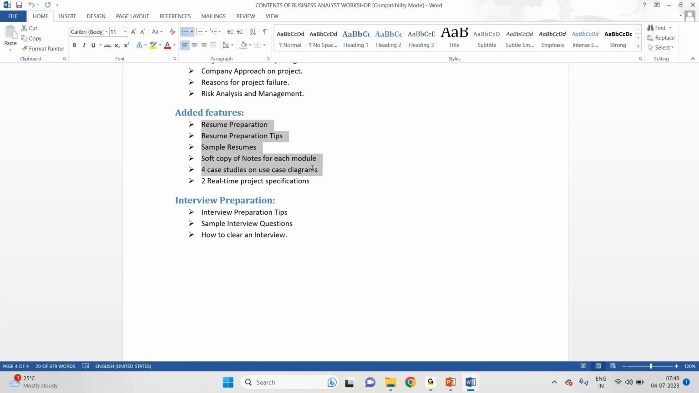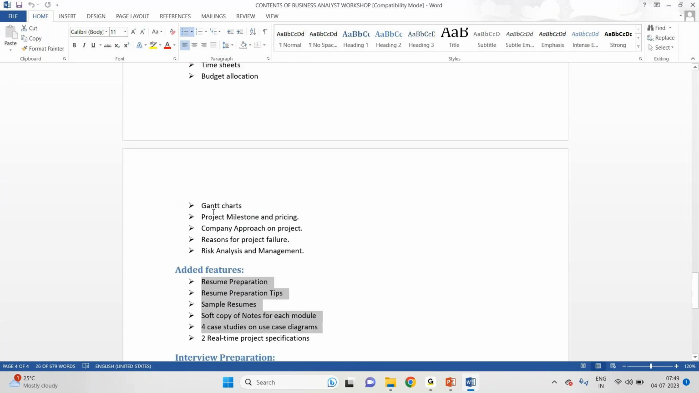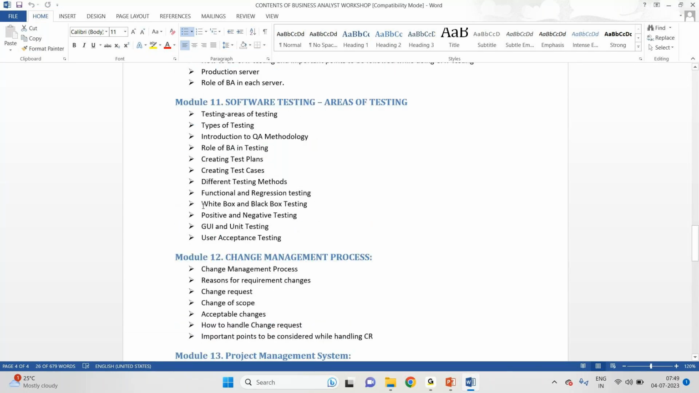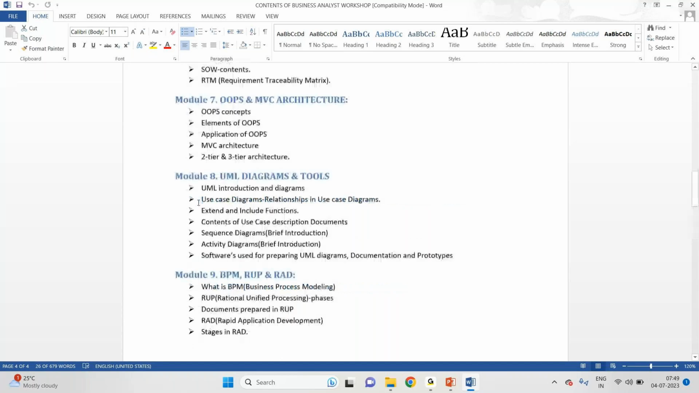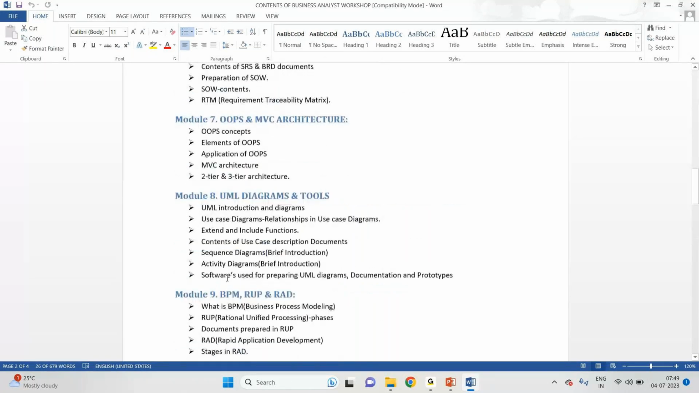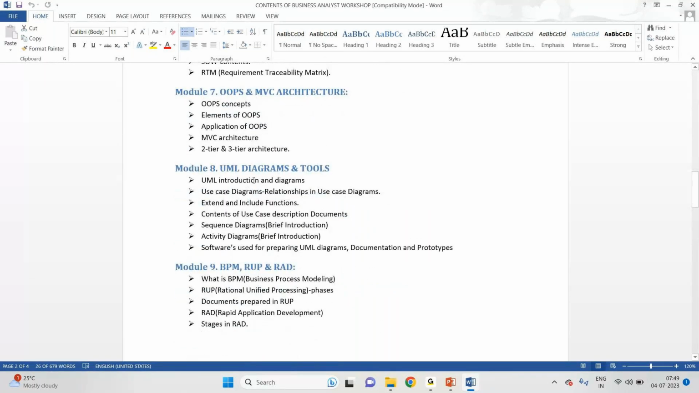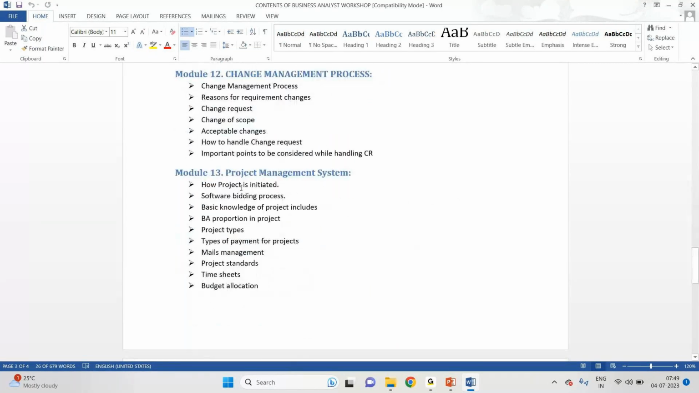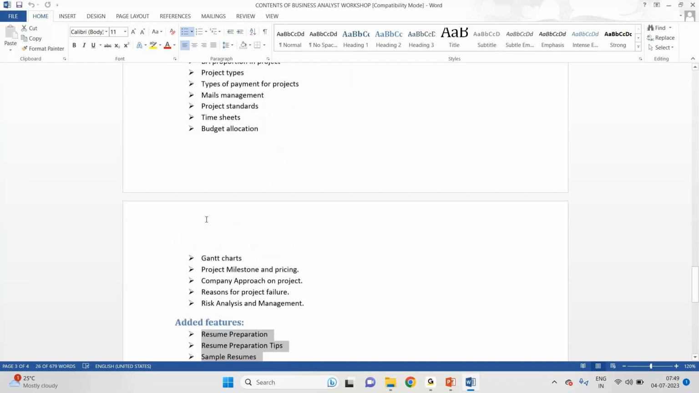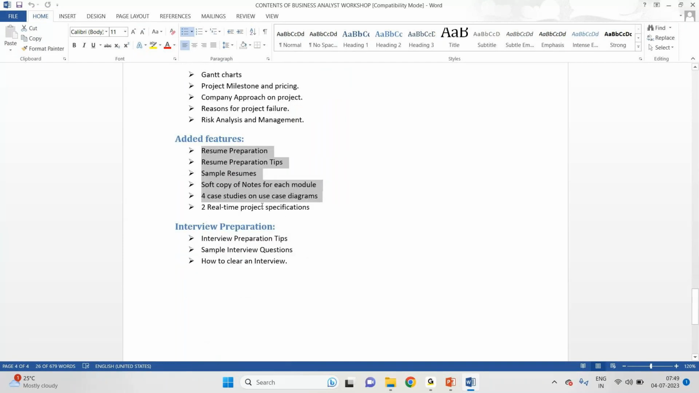As I said, in module number 8, once we are done with use case diagrams and UML diagrams, I will make you draw these UML diagrams with the help of 4 case studies. Okay. Then, as I said, I will explain 2 real-time project scenarios: what a BA is going to do from day 1 till the project goes into production.